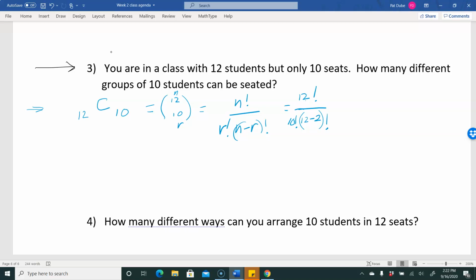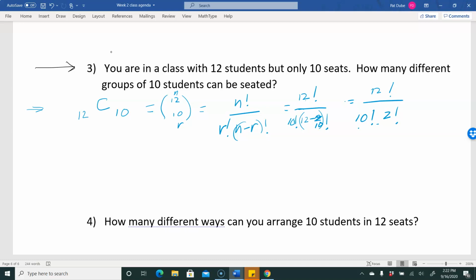So what you can see is, that should be 12 minus 10. There. n minus r, 12 minus 10. I knew it didn't look right. So I get 12 factorial over 10 factorial: how many you choose, how many are left. Notice 10 plus 2 adds up to 12. That's always going to be true in combinations.